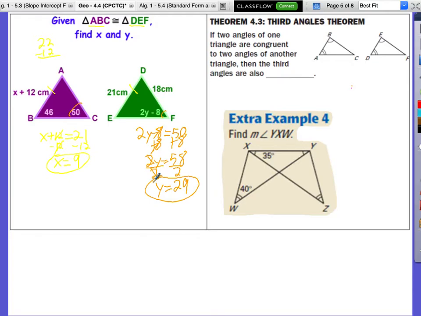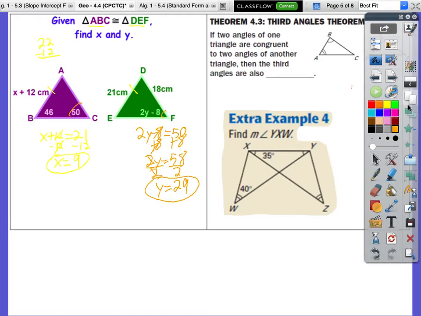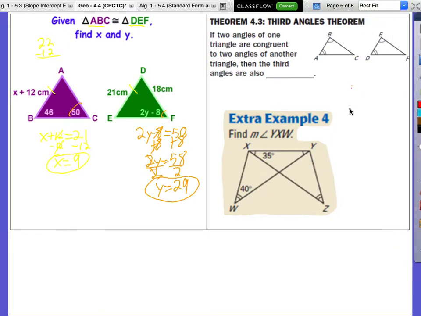The third angle theorem. Third angle theorem: if two angles of one triangle are congruent to two angles of another triangle, then the third angles are also congruent. They have to be. So we're saying if A is congruent to D and B is congruent to E, two of these angles are congruent to two of another one's, then the third angles have to be congruent. Let's look at this. We're going to look at this and diagnose it.